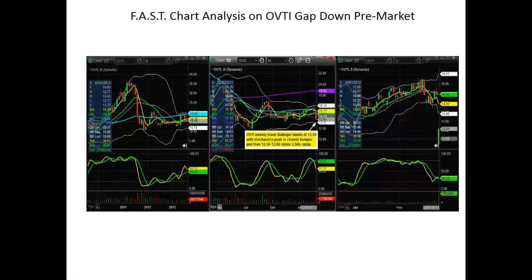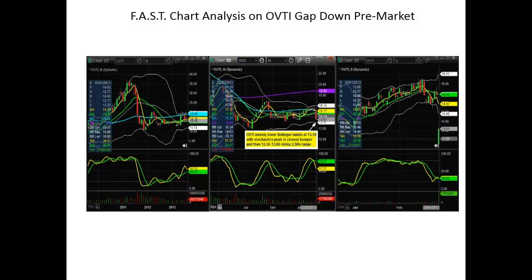Let's take a look at OVTI on a gap down in the pre-market. Over here we have the daily, weekly, 60 and the monthly charts, and the one thing that's very significant on OVTI is that the weekly lower Bollinger Bands sit at 1310. Notice the weekly stochastics, yes, they've come down, but the Bollinger Bands is what we're looking at. That's the immediate thing. So 1310 is the lower Bollinger Band on the weekly.